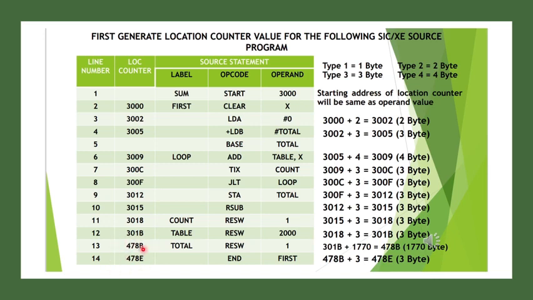We get 478B, and then here we again reserve one word, which is three more bytes. We increment it 3 more bytes. After B, we get C, D, and E. So 478E. This is the end, and here we have the location counter values in total.